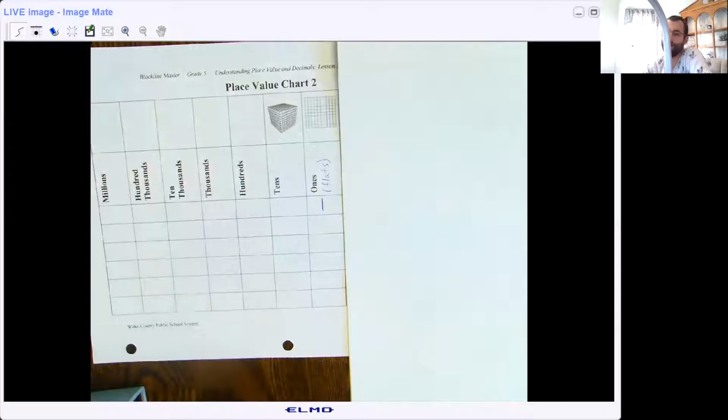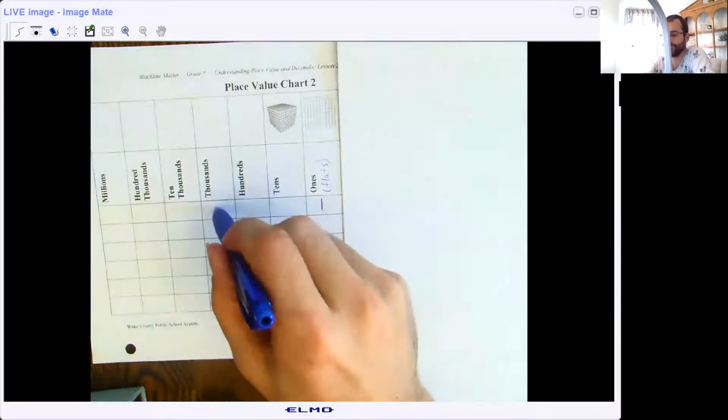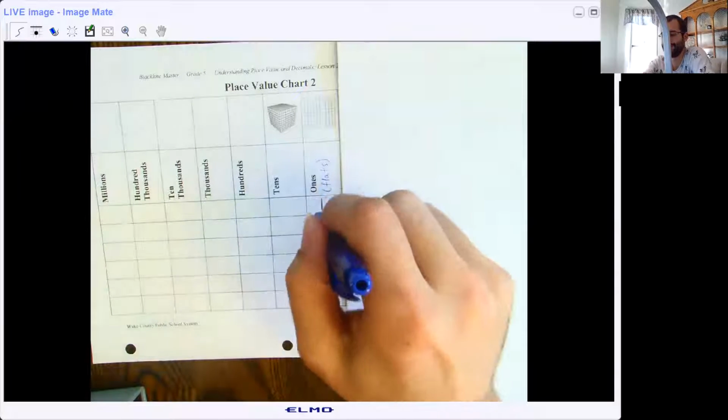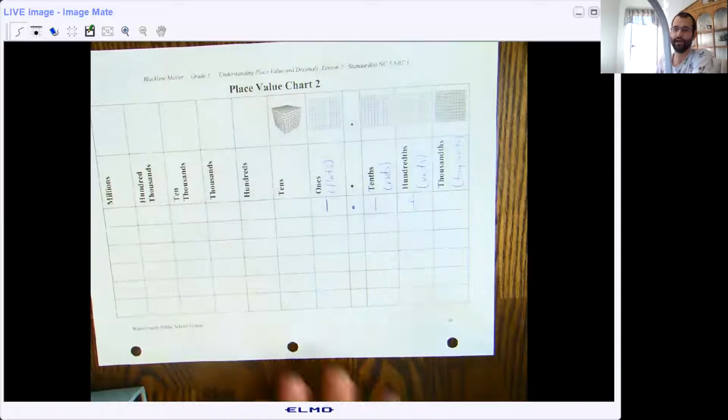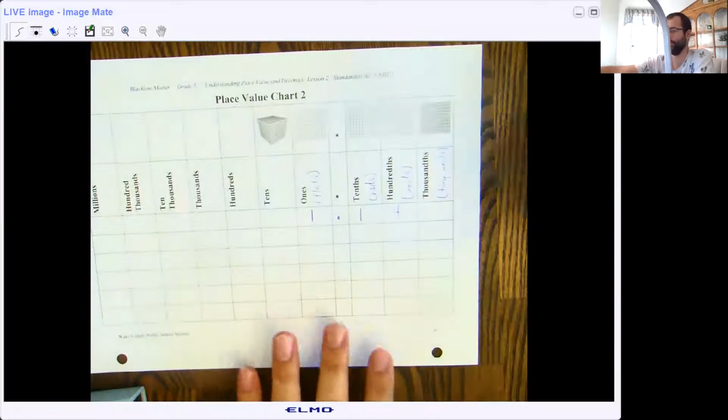So if I were to say that I had 4,297 pieces of candy, that would be exactly that: 4 in the thousands, 2 in the hundreds, so forth and so on. What we, though, are discovering in our unit is this side of the place value chart.